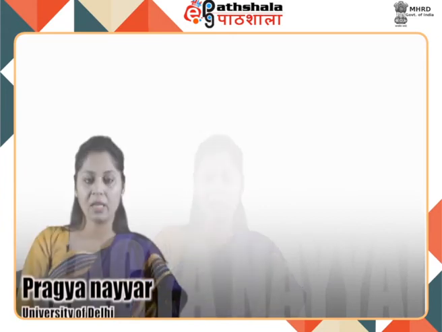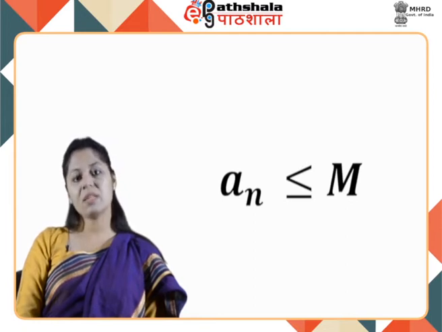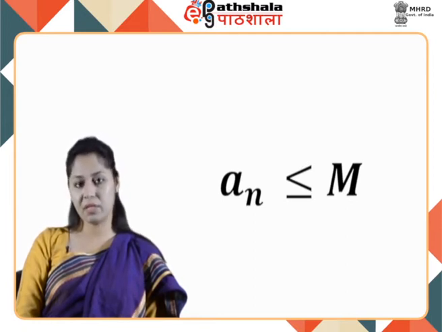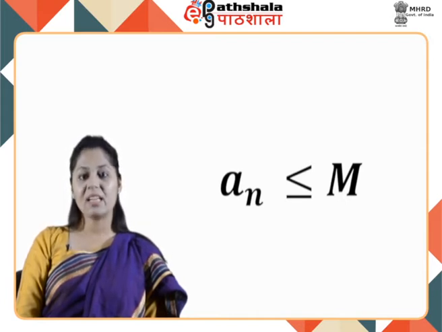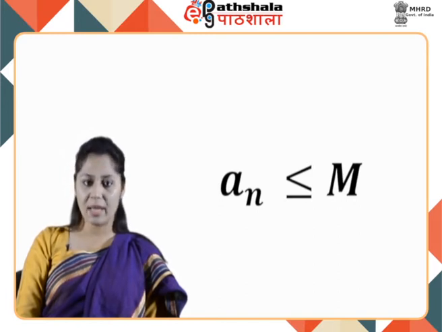Now let us study bounded sequences. If the sequence of real numbers a_n is such that all the terms after a certain one are less than some real number M, then the sequence is said to be bounded from above. In other words, this means that a_n is less than or equal to capital M for all n greater than N for some pair M and N. Any such M is called an upper bound.